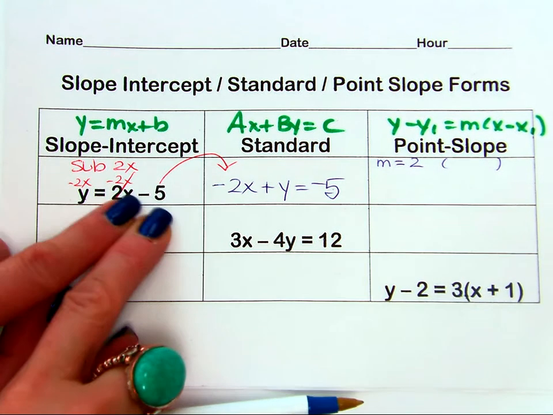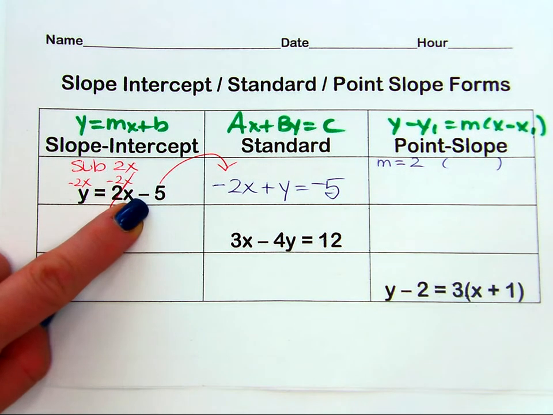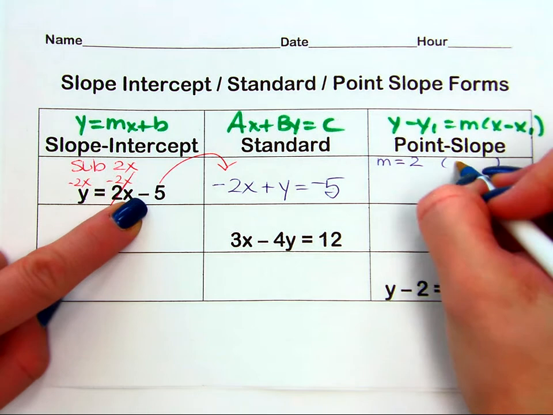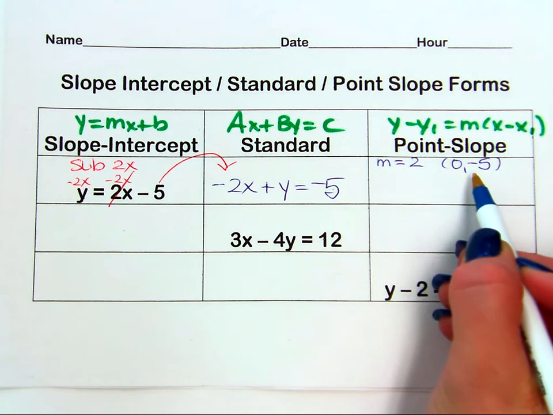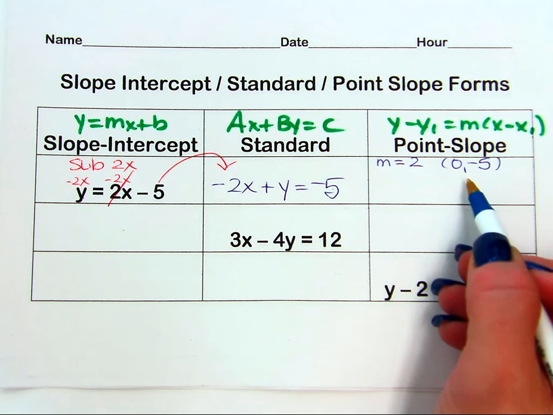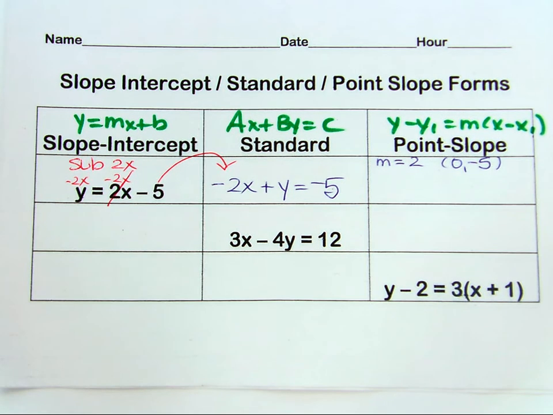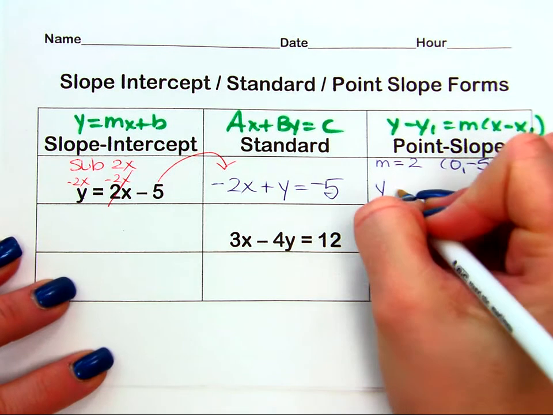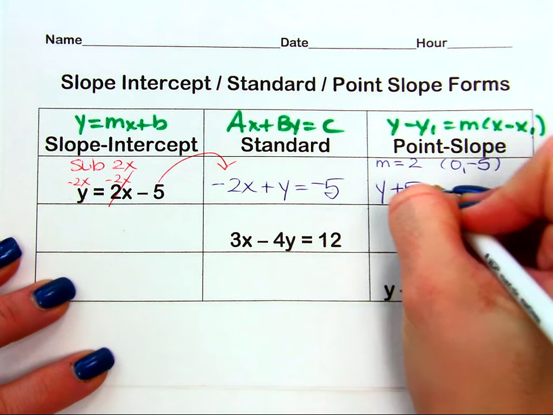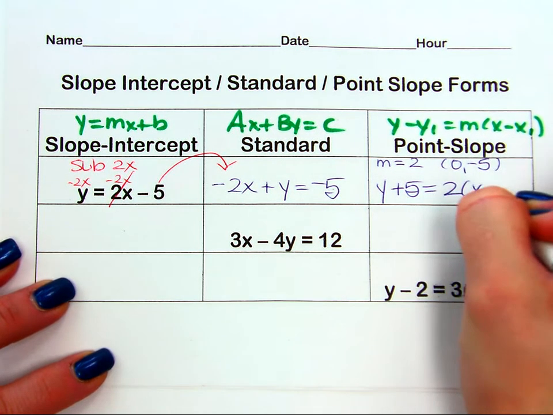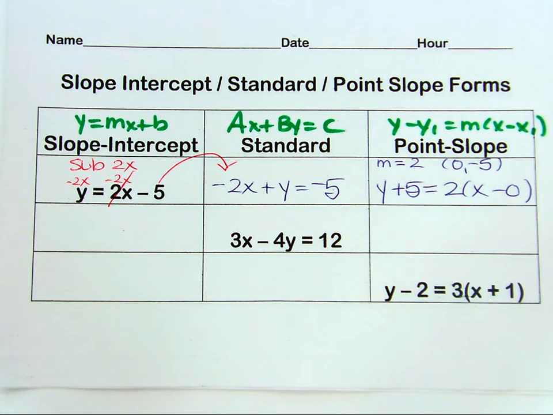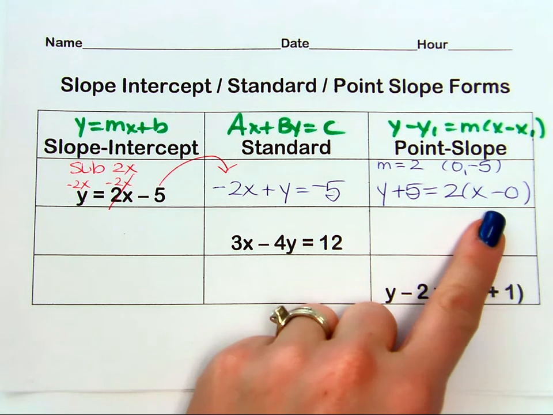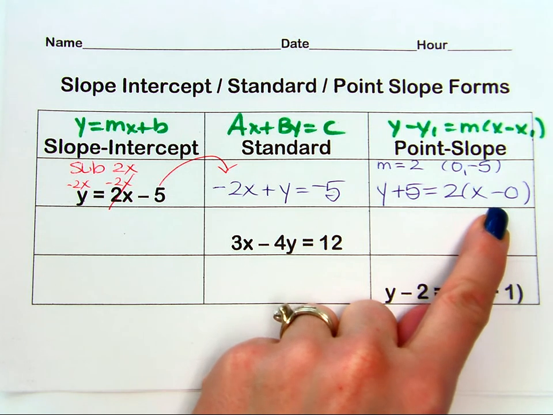So this is the only point I know, and that is my y-intercept, and that point is 0, negative 5. Do you know now why I was so adamant about you writing those points instead of just leaving it as y equals 5? Okay? I got my point. I got my slope. I'm good to go. Y plus 5 equals 2 times x minus 0. Let's keep it simple and just go ahead and keep that minus 0 there if you want.